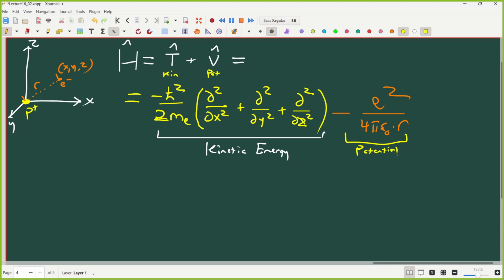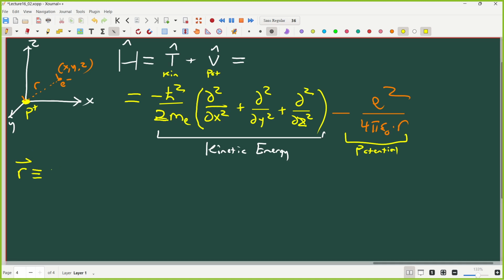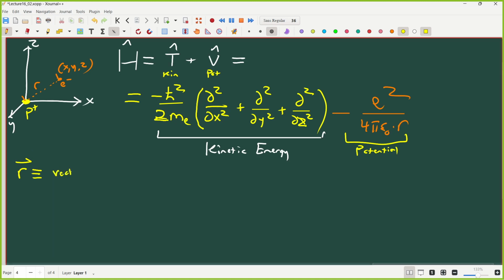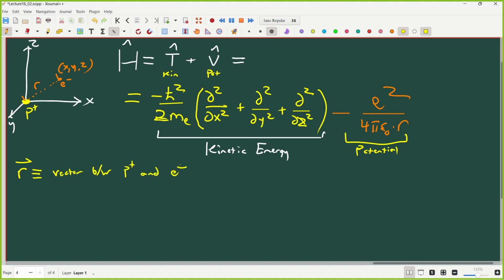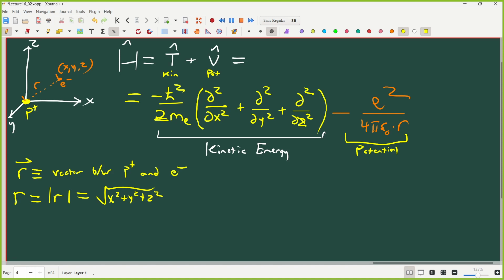Well, that's not too hard, right? Because if the vector r is the vector between proton and electron, then the length of r is just the square root of x squared plus y squared plus z squared, right? It's just the length of that vector.